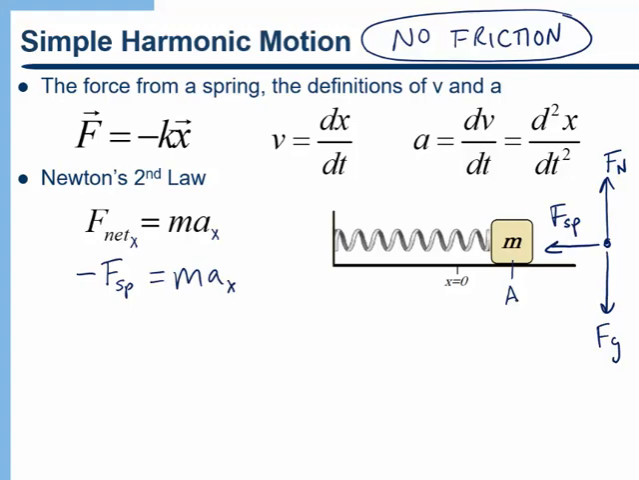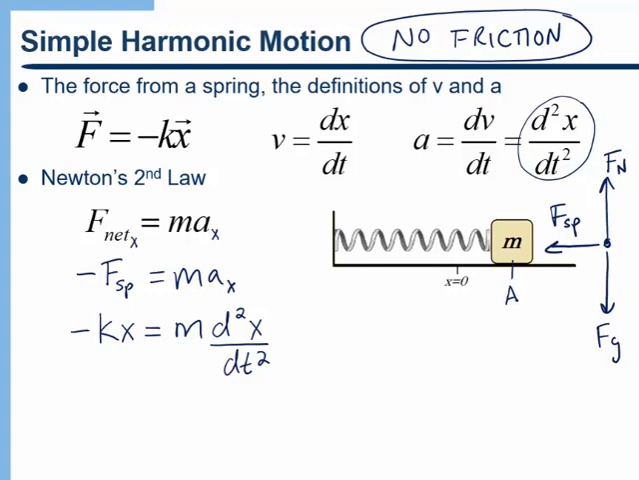Now, we know that in this case, that force is not going to be constant because it's equal to negative kx. And so what I'm going to do is replace the acceleration with the derivative in terms of x. Remember, the acceleration is the second derivative of position with respect to time.